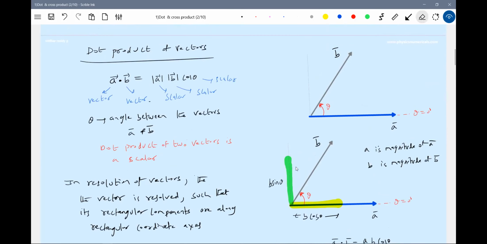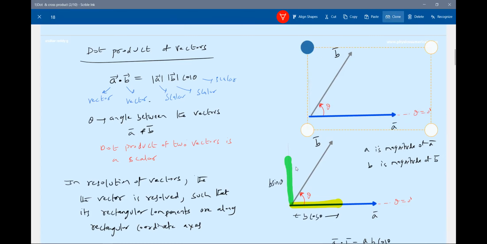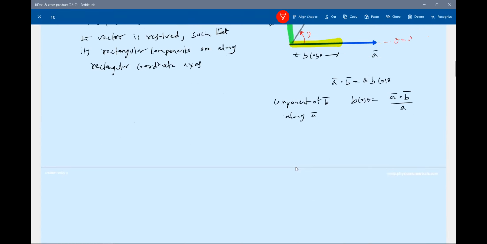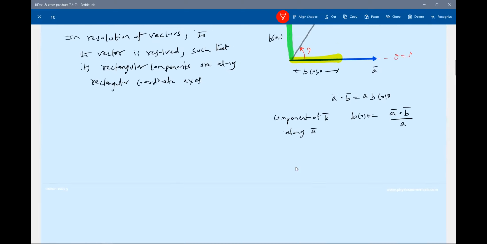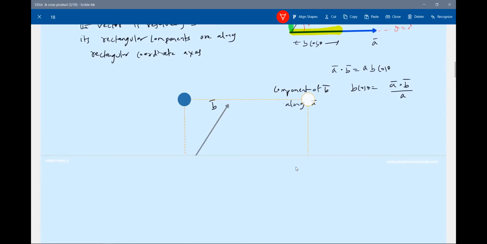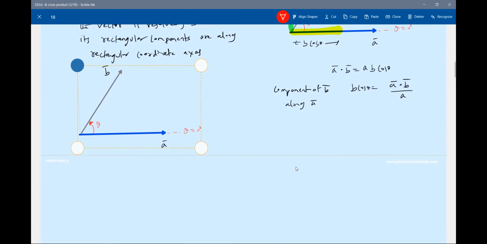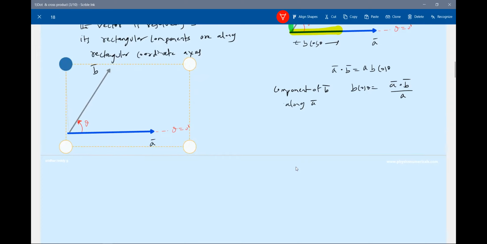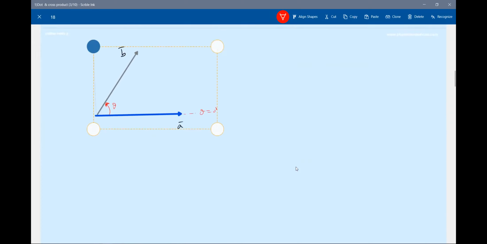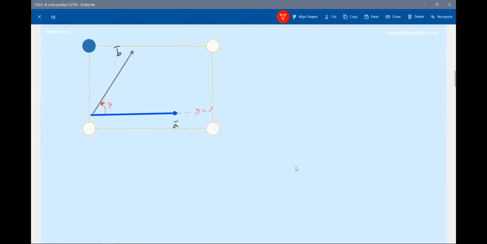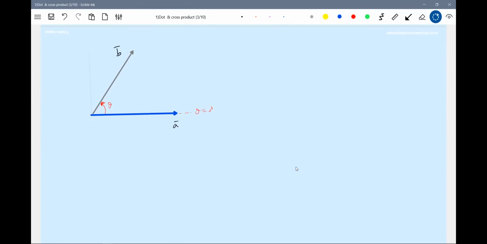Let me pick up the same. I think I have place here. Let me try. Yeah, I guess I can accommodate here. No, no. I'll go to the next page. Okay, now I'm going to resolve A bar along B bar. In that case, I'll define this as theta, and let this be the theta equal to 0 degree line.